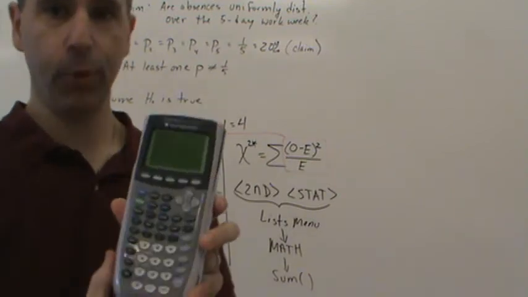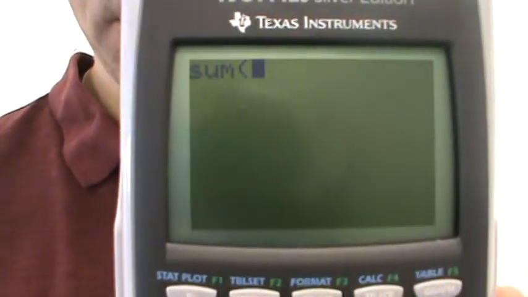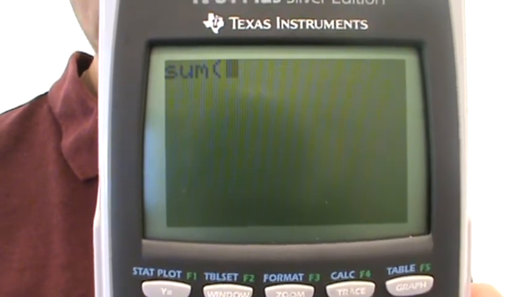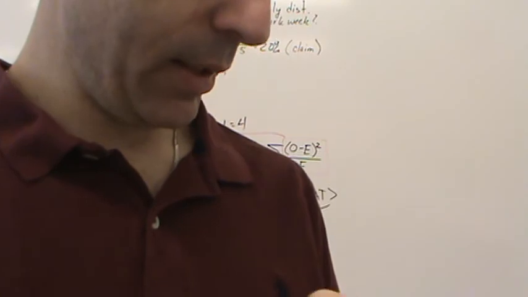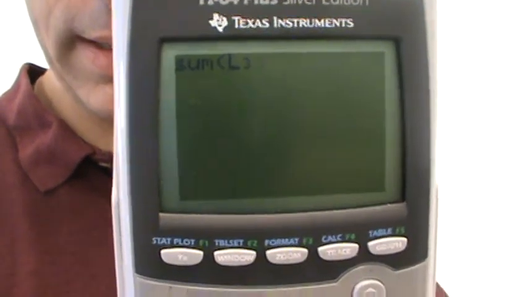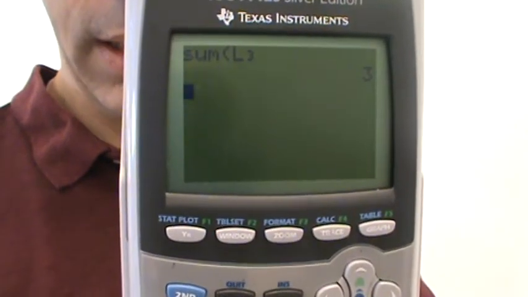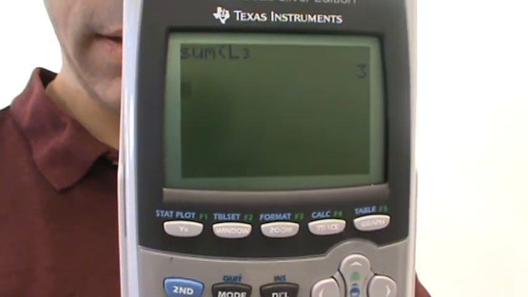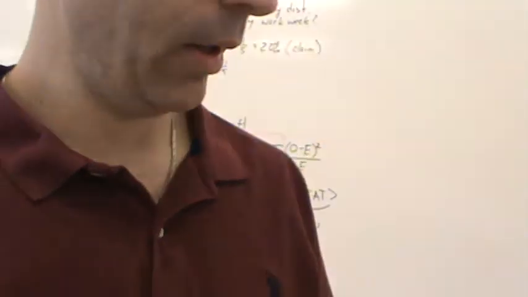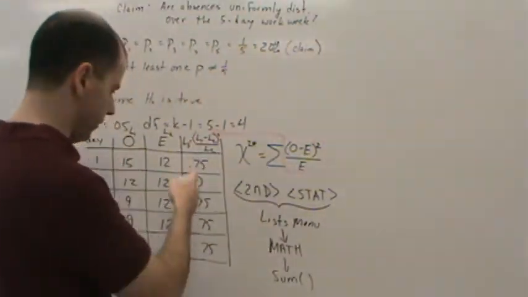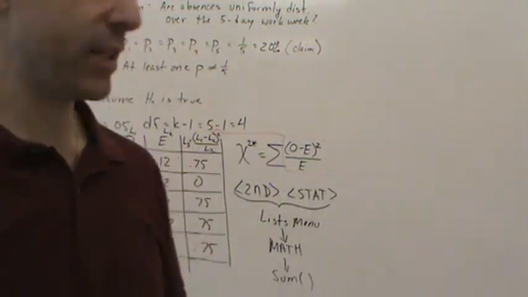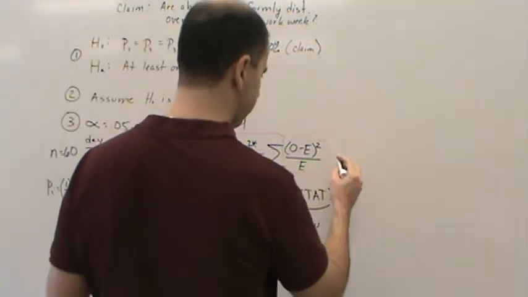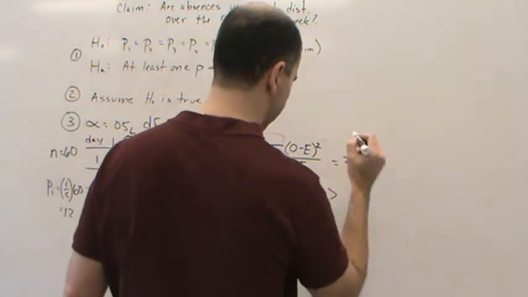Now, what you're going to end up with is this at the top of your screen. So now all I'm going to do is put L3 in there. So I'm going to do second 3. So now I'm putting L3 in there. Now all I have to do is hit enter. And there's my sum, 3, which obviously we could have done ourselves by adding these up, but that's the statistic. So that's my chi-squared statistic. I just calculated it, that it's 3.